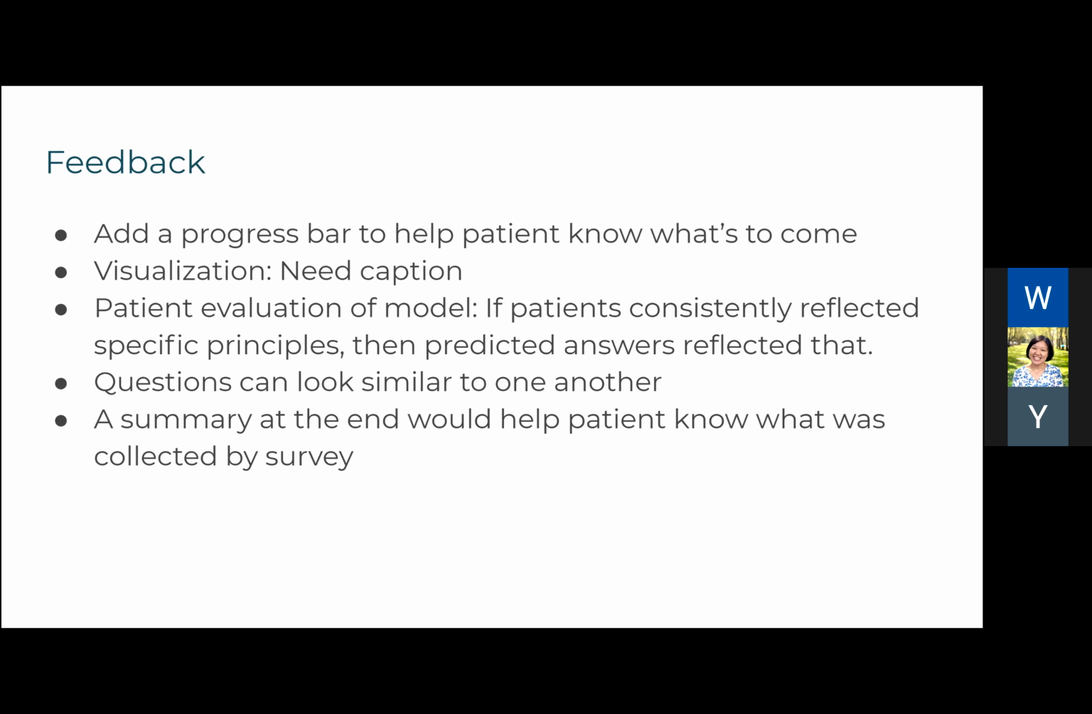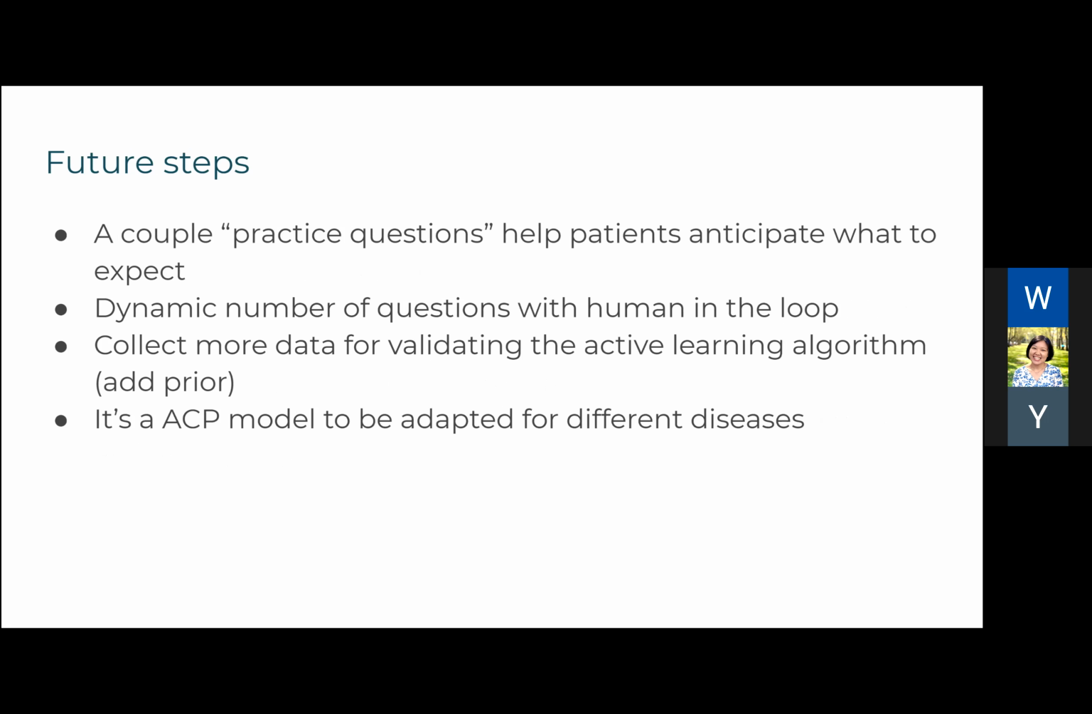At the very end, a summary could help patients know what was collected by the survey. For future steps, the first would be a couple of practice questions to help patients anticipate what to expect. Another is a dynamic number of questions with human in the loop. Right now, the 25 questions and 10 evaluations are decided arbitrarily. In practice, we propose this should be a loop process, which means a patient should have accuracy expectations, then answer a subset of questions, then we do evaluations. This is a looping process until the patient thinks accuracy meets their expectations.